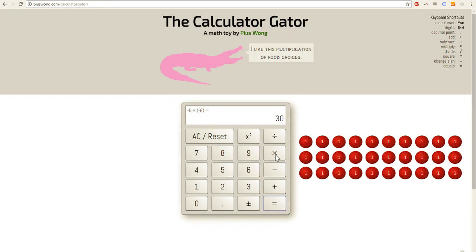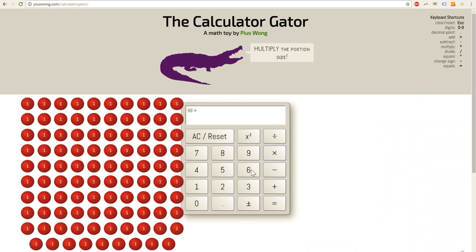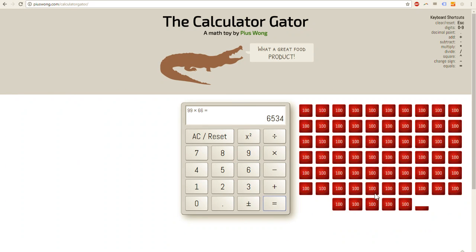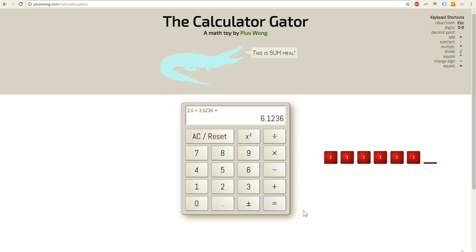The multiplying animation only works for integers that are between negative 10 and positive 10. So if you do a bigger number like 99 times 66, well, it'll just give you a summary of what the result is without an animation. And of course we can divide. 9 divided by 3 should equal 3. There we go. 9 divided by 6 will give us a fraction, 1.5. And in fact we can deal with fractions by going like that. 2.6 plus 3.5236 whatever equals what? Equals 6 point a little bit.